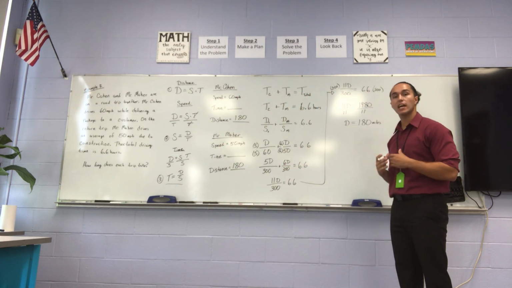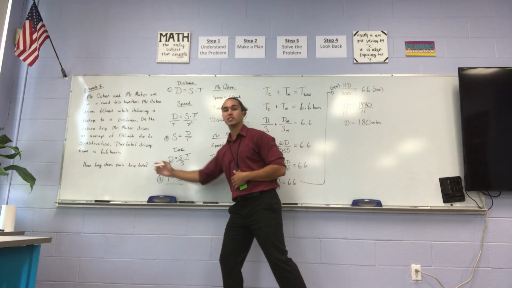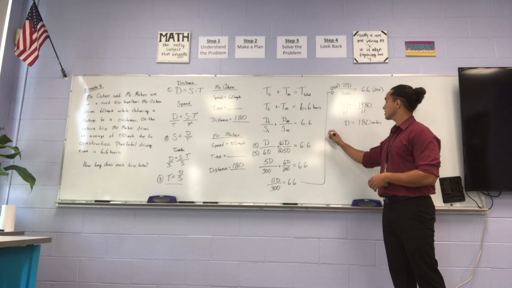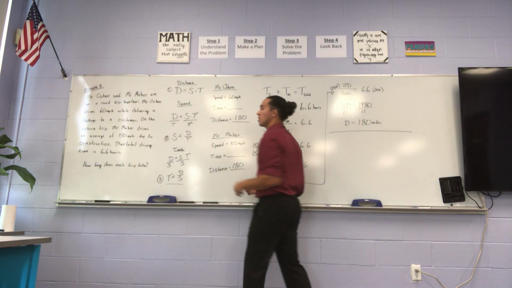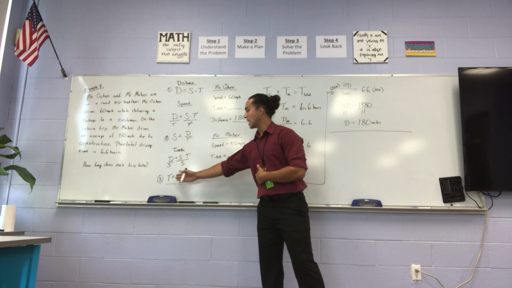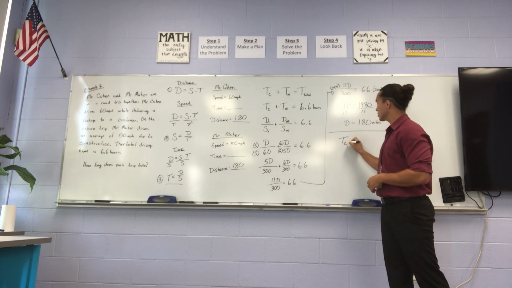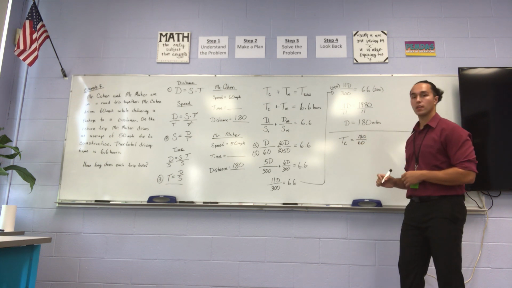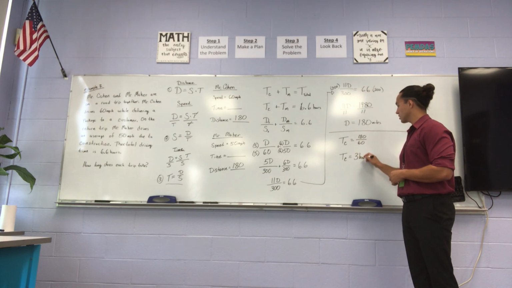Now that's not the question. We're not done. We didn't do step 4, we didn't look back. The question states, how long does it take for each trip? Luckily, we can check this. Distance is equal to speed times time, or time is equal to distance divided by speed. So time for Mr. Cohen is equal to 180 over 60, or Mr. Cohen's time is equal to 3 hours.